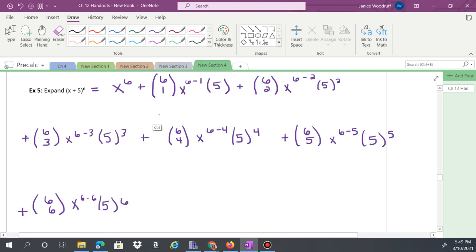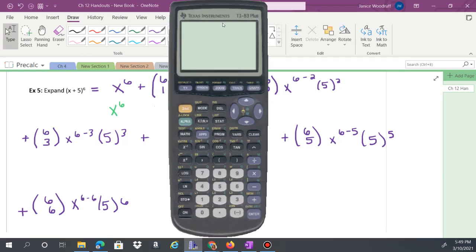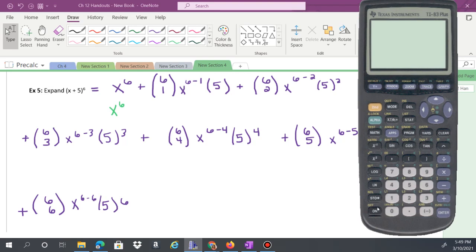Okay, so then we want to work this out. The x to the 6 is going to stay as x to the 6. This 6 combination 1, we want to figure out what that is. So we're going to go 6C1. So 6 nCr 1, we get 6.